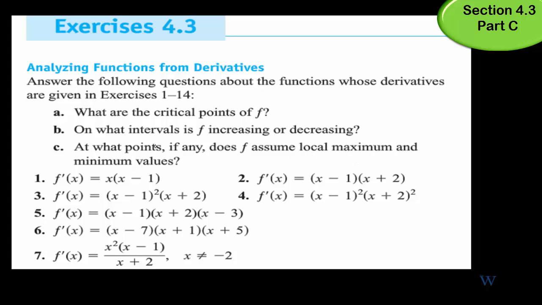All right, so what are the critical points? What do we do? We just set the first derivative to 0, and then we divide the number line again to be able to answer letter B. Plug in test points, check the signs of the first derivative, and then we can decide whether we have a local max or a local min.